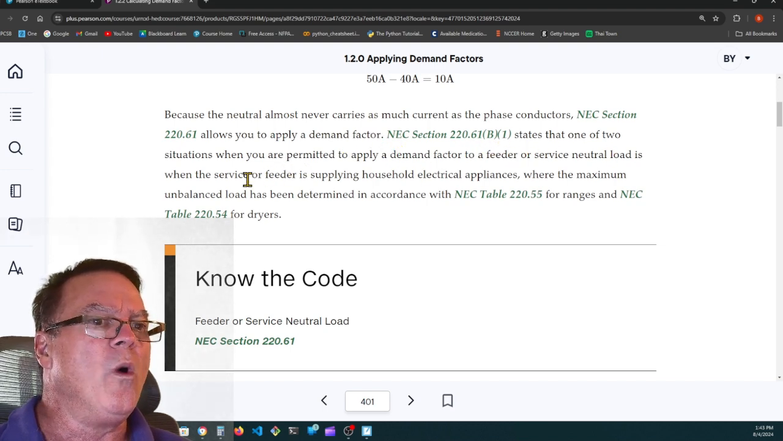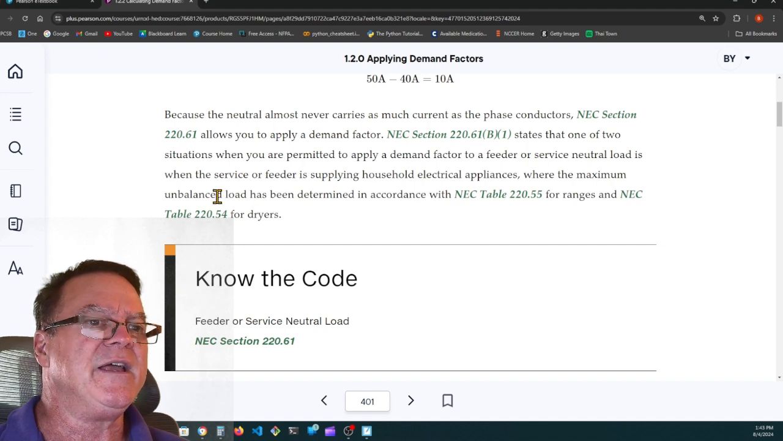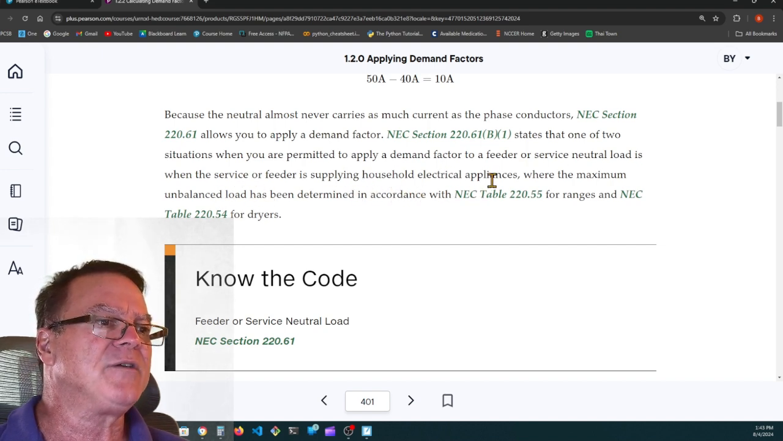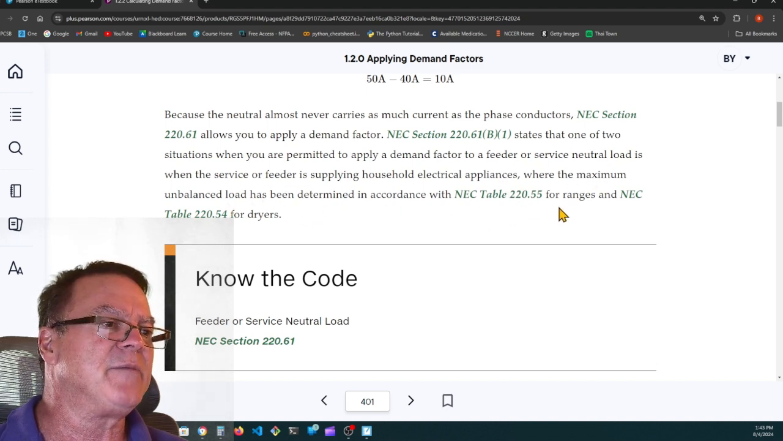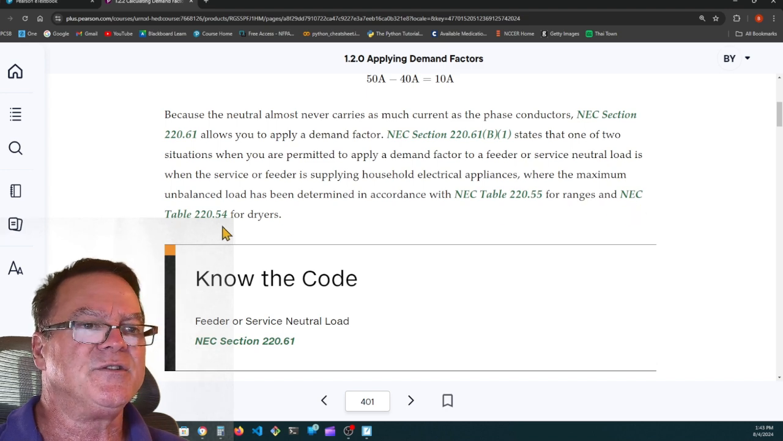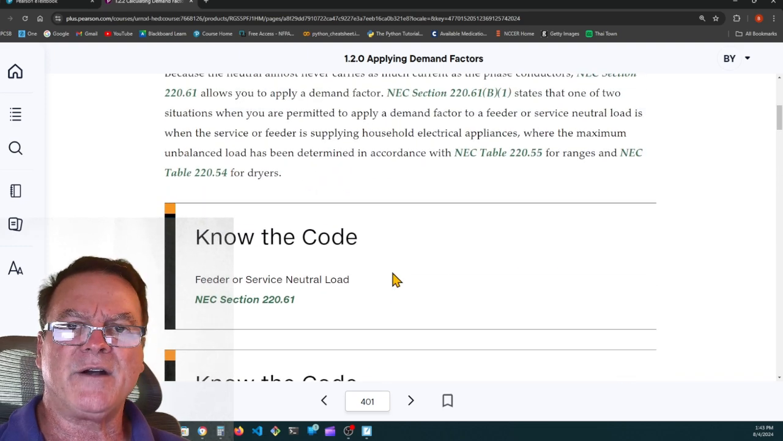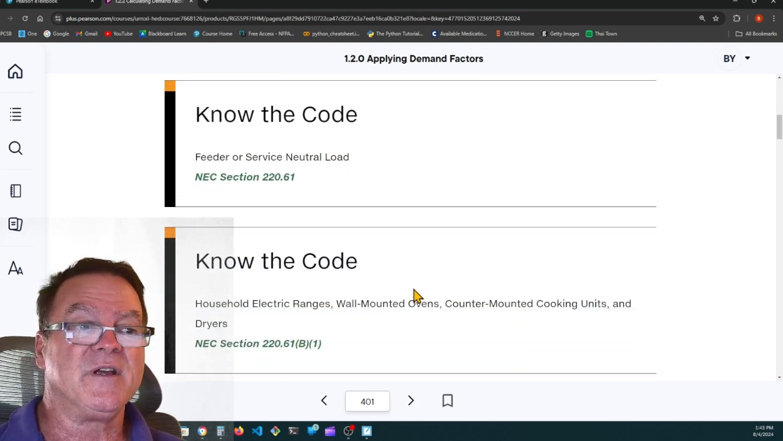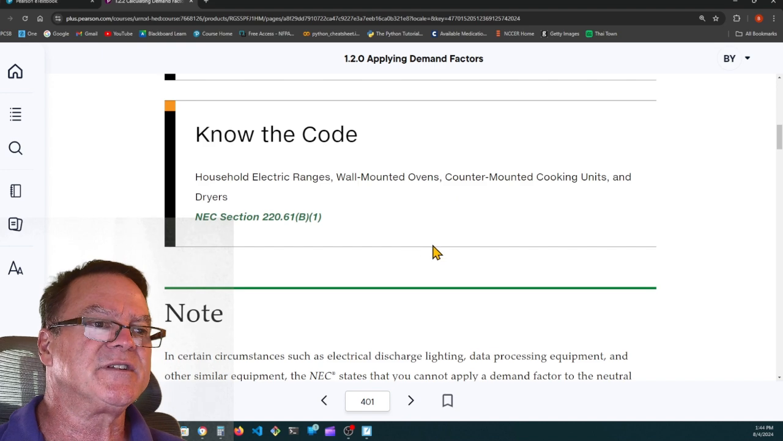220.61(B)(1) states that one of two situations where you are permitted to apply a demand factor to a feeder or service neutral load is when the service or feeder is supplying household electric appliances, where the maximum unbalanced load has been determined in accordance with Table 220.55 for ranges and 220.54 for dryers. So you're allowed to go 70% on the neutral for dryers, 70% on the neutral for ranges, and also anything over 200 amps for the main, you're allowed to go to 70%. So household electric ranges, wall-mounted ovens, counter-mounted cooking units, and dryers, 220.61(B)(1).